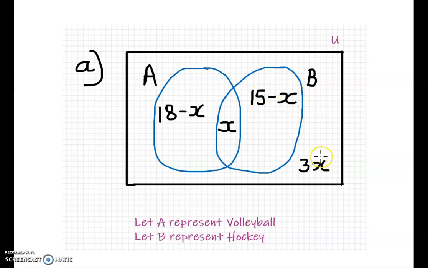Now, there are 3X persons who do not play hockey or volleyball. This represents the region that's on the outside of volleyball and hockey. So these persons play some other sport besides volleyball and hockey. Alright, so we have to examine the rules of the problem. Let's try to put this here in set language.